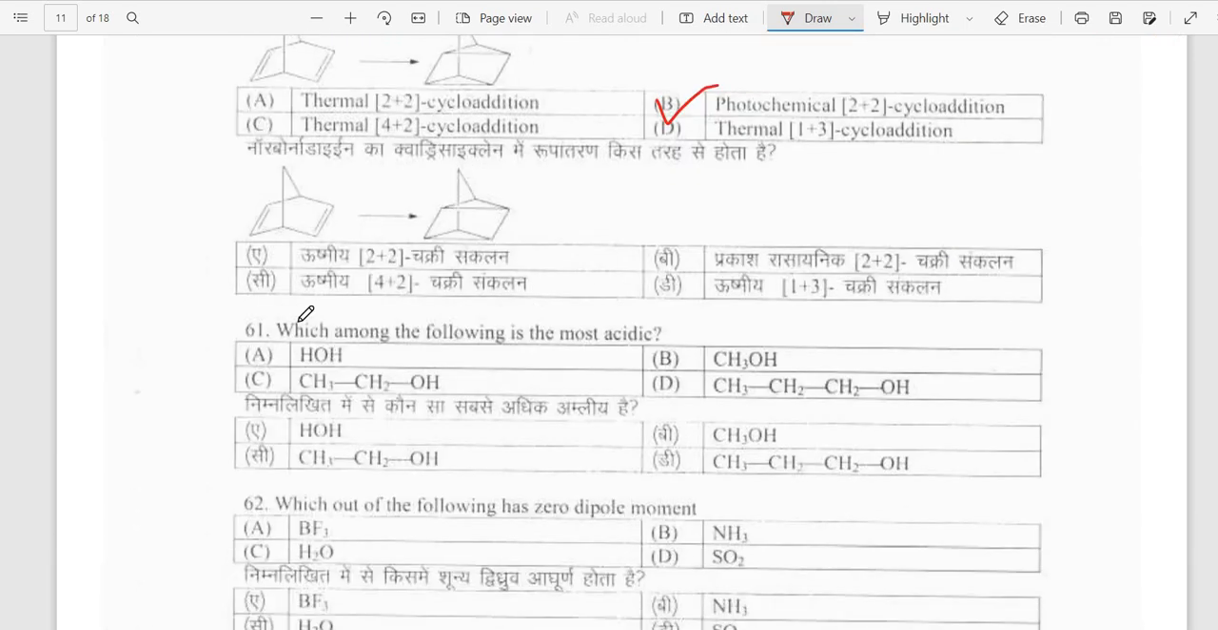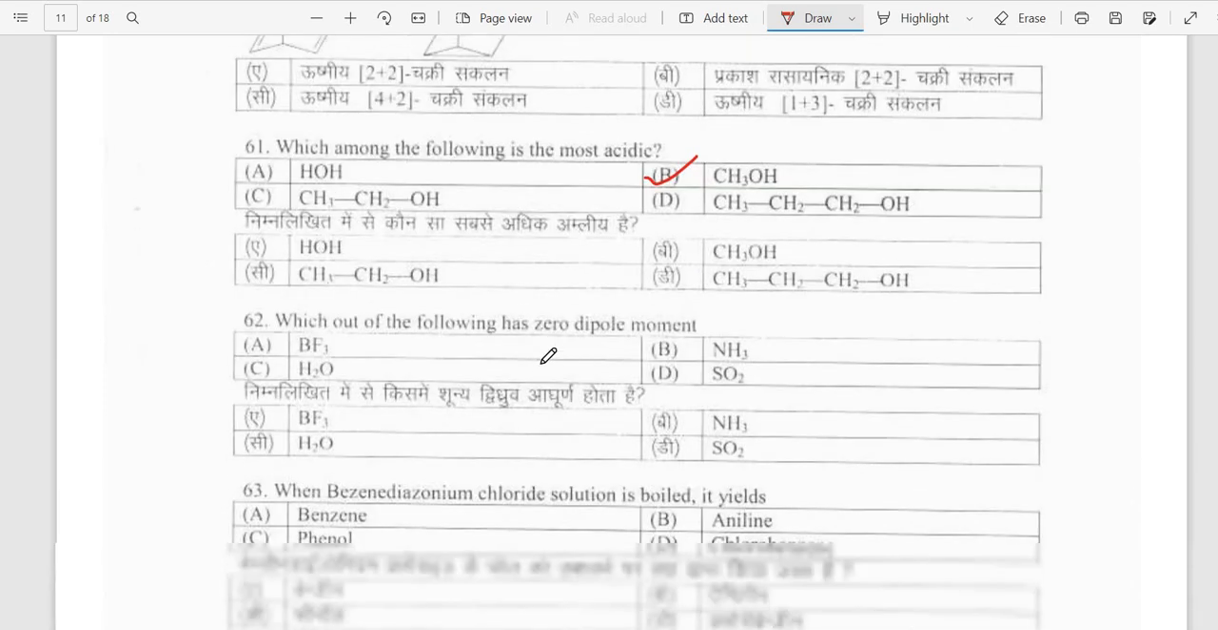Which among the following is the most acidic? Water, methanol, ethanol and propanol. Among them, the most acidic compound is methanol. Water and methanol are almost the same. There is no big difference between them, but still methanol is more acidic.